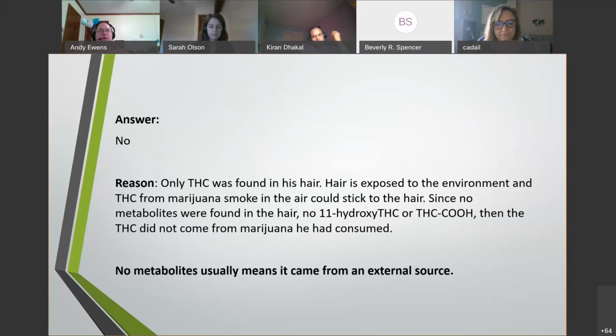And again, this is a no, because we only found THC. Normally, you would find that THC is a minor component in your testing, and that you're going to see more 11-hydroxy-THC or THC carboxylic acid, the two major metabolites. So if you're not seeing that, it's probably from an environmental exposure. So maybe this person was at a concert or something, an area where people were smoking marijuana, but it does not show that they were consuming marijuana themselves.